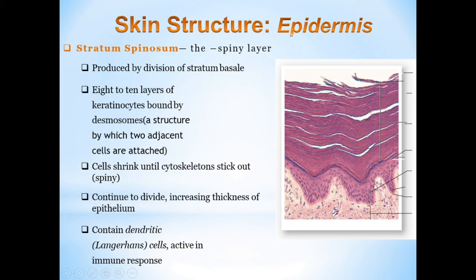There are 8 to 10 layers of keratinocytes bound by desmosomes in this stratum spinosum. Desmosomes are structures by which two adjacent cells get attached. Cells shrink until cytoskeletons stick out, which are spiny. They continue to divide, increasing the thickness of the epithelium. These contain dendritic cells, like Langerhans cells, active in immune response.